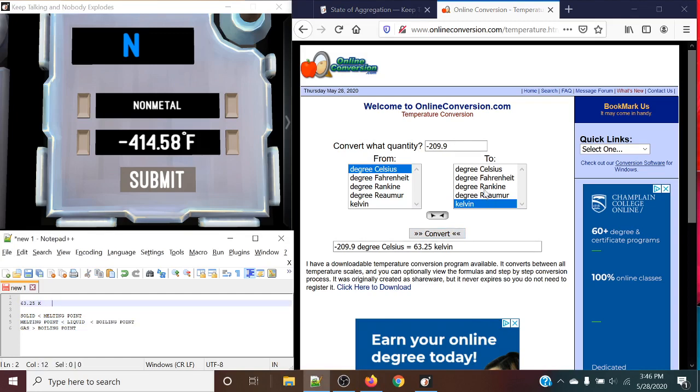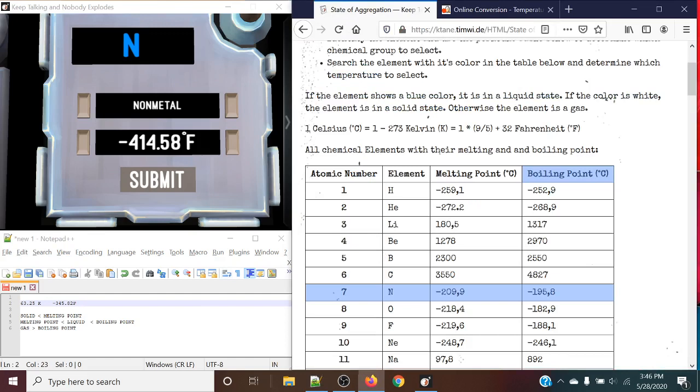And for Fahrenheit, that would give us negative 345.82 Fahrenheit. And we said negative 209.9.